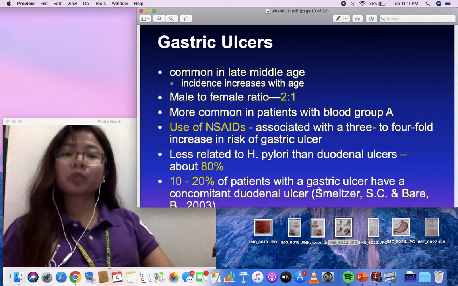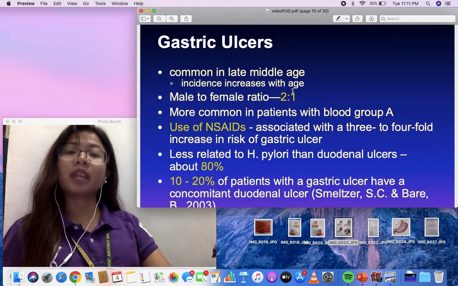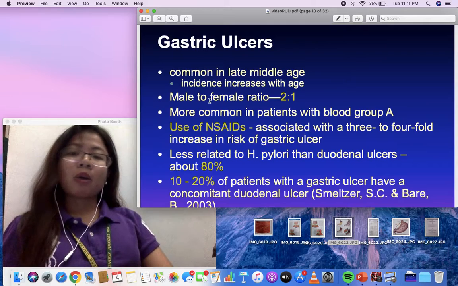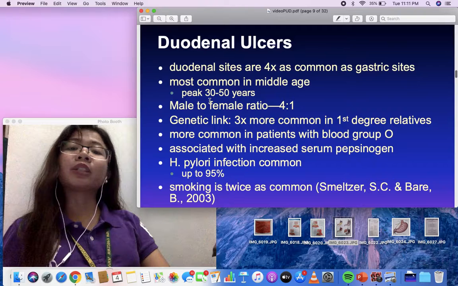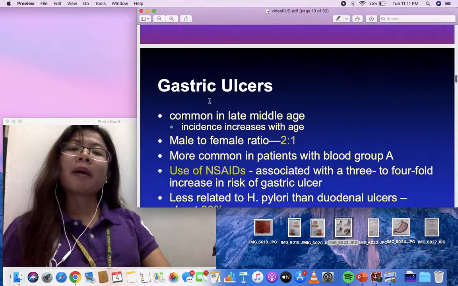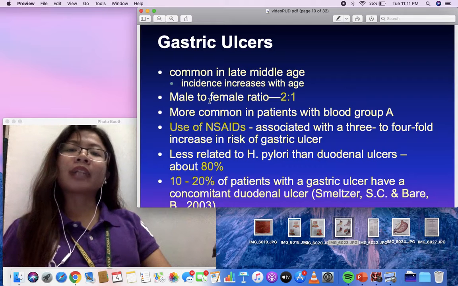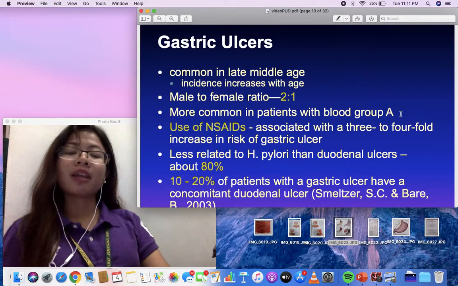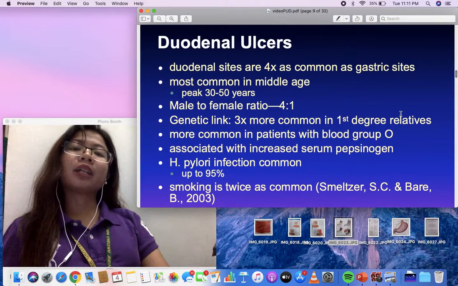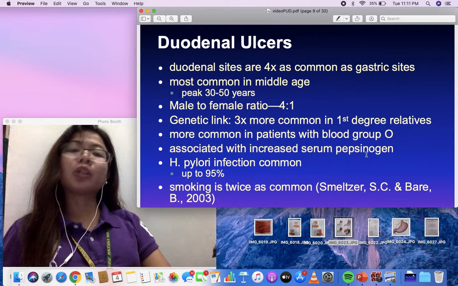While gastric ulcers are common in late middle age, and incidence increases with age. A while ago, the male to female ratio for duodenal ulcer was 4:1, but for gastric ulcers, it's 2:1. Gastric ulcers are also more common in patients with blood group A. Again, duodenal ulcer is for blood group O.